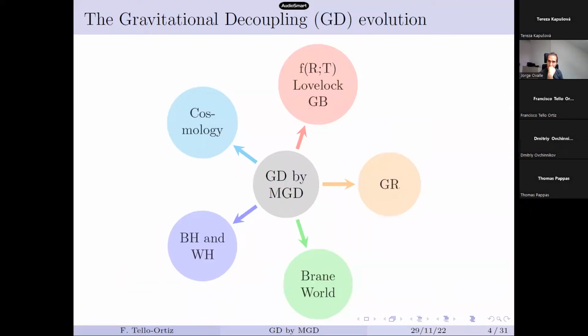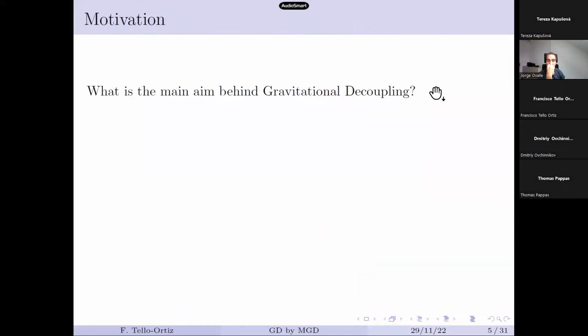This methodology has been used not only in the context of general relativity, but also in the context of the brane world to explore new black hole and wormhole solutions, in the context of cosmology and some modified and higher gravitational theories such as f(R) gravity, for example, Lovelock gravity, and Gauss-Bonnet gravity. Okay, what is the main aim behind gravitational decoupling? Why was this methodology put forward by Professor Jorge Valle and his colleagues?